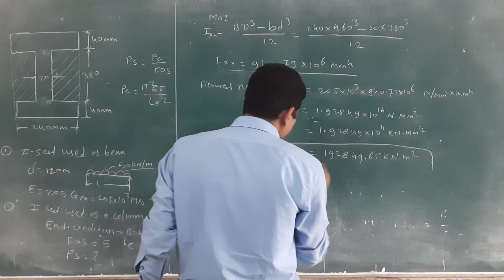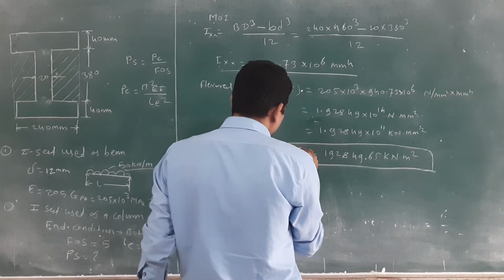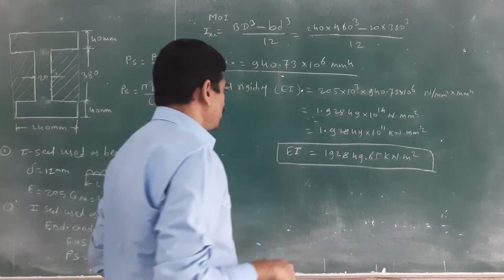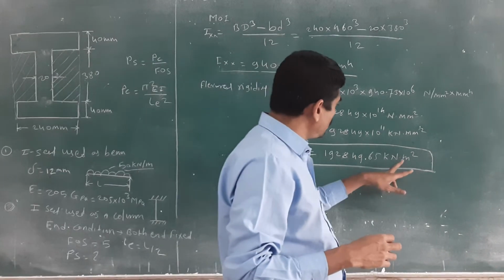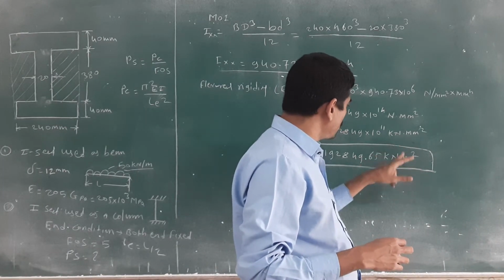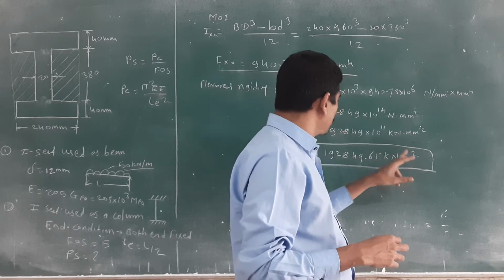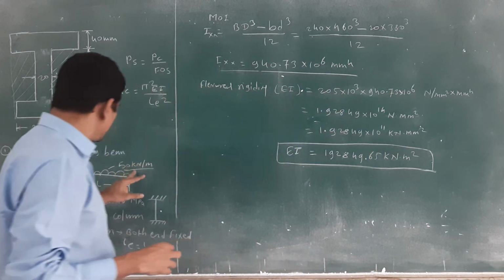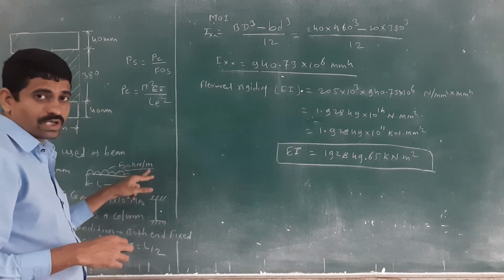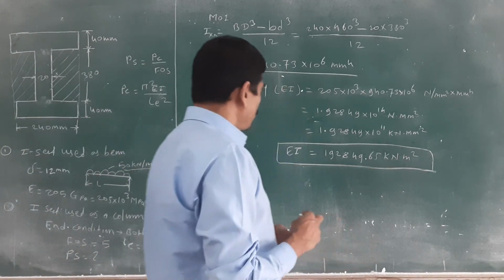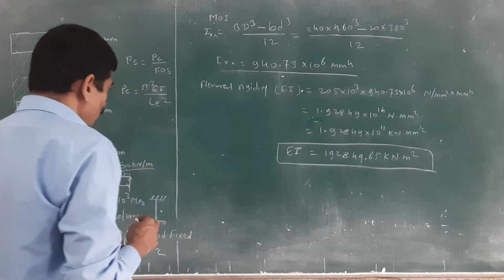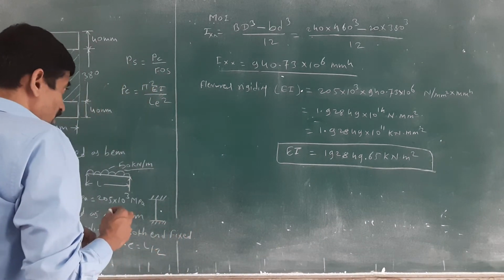The conversion is very important. See in which unit we are required. We require it in meters. How to convert this into meters? Kilonewton meter square, because the load is given in kilonewton per meter. That's why I have converted into kilonewton meter square. Okay, because you know the deflection.